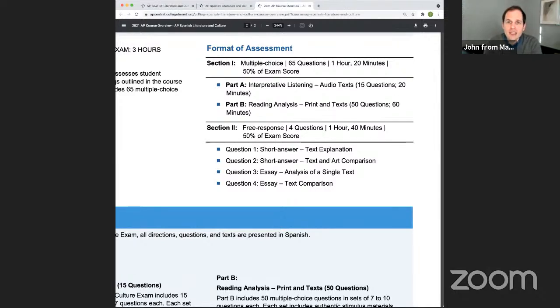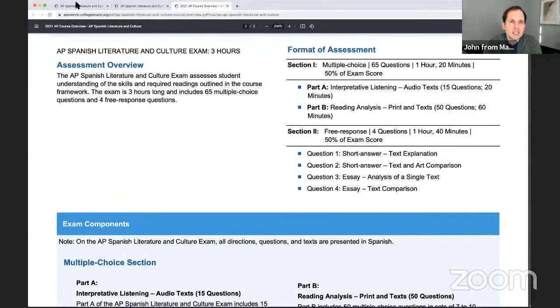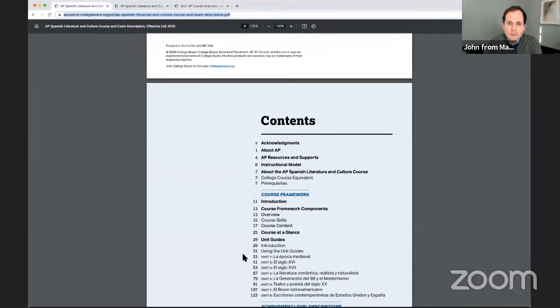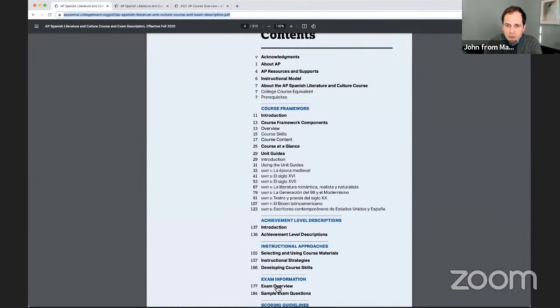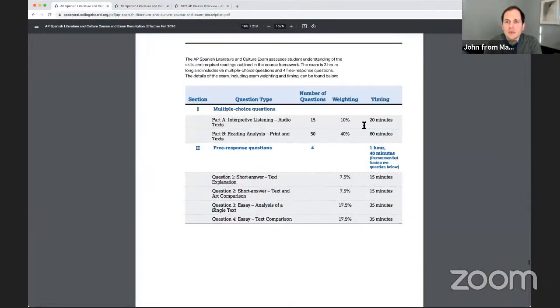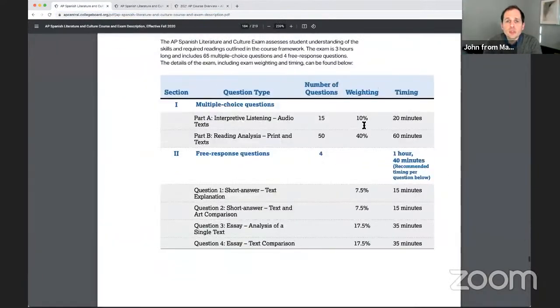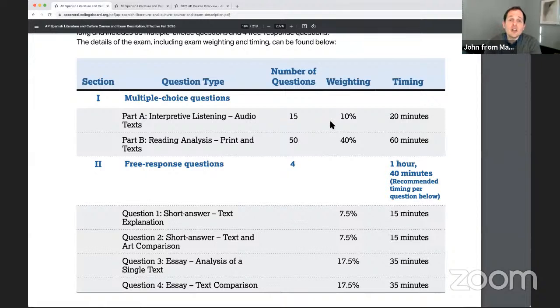The format of the assessment is, and maybe it's actually easier to see in here, so I'll go to exam overview and we'll just look at how this breaks down. On the multiple choice section, there's going to be 15 audio text questions that involve interpretive listening. We'll look at some examples of this. It counts for 10% of the exam, and it lasts 20 minutes. On the print text analysis part, you're going to have 50 questions, and that's 40%. You'll get 1 hour for that.